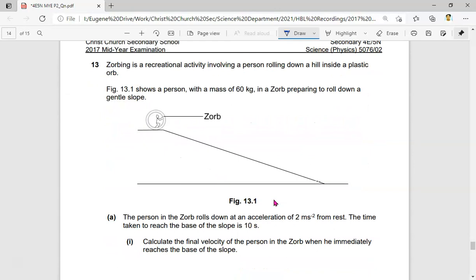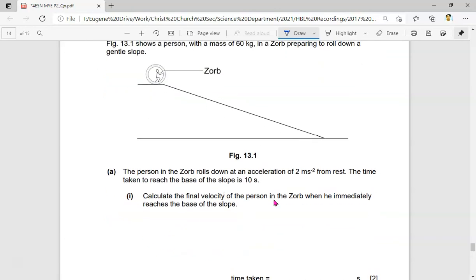13. Zorbing is a recreational activity involving a person rolling down a hill inside a plastic orb. So this is a plastic orb, with the person inside, and then they roll down. Figure 13.1 shows a person with a mass of 60 kg in a zorb preparing to roll down the gentle slope. It says the person in the zorb rolls down at an acceleration of 2 meters per second squared from rest. From rest means that the starting speed is 0.